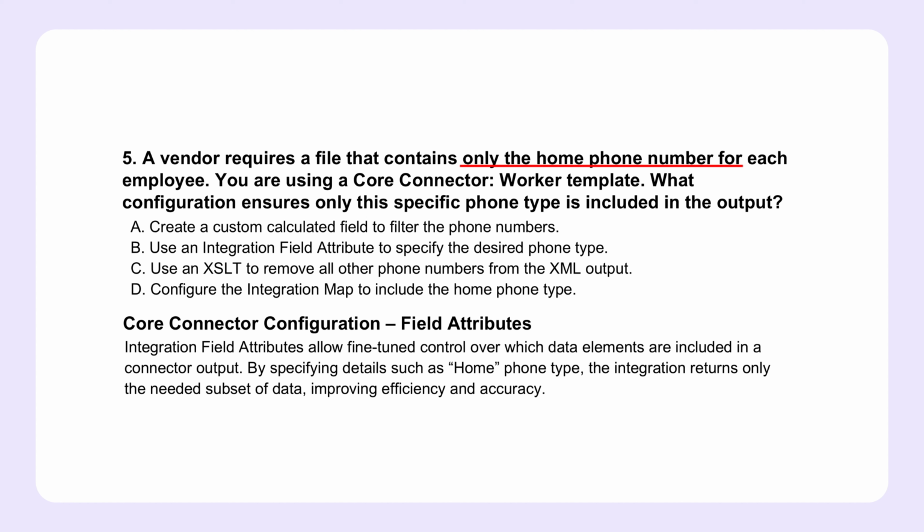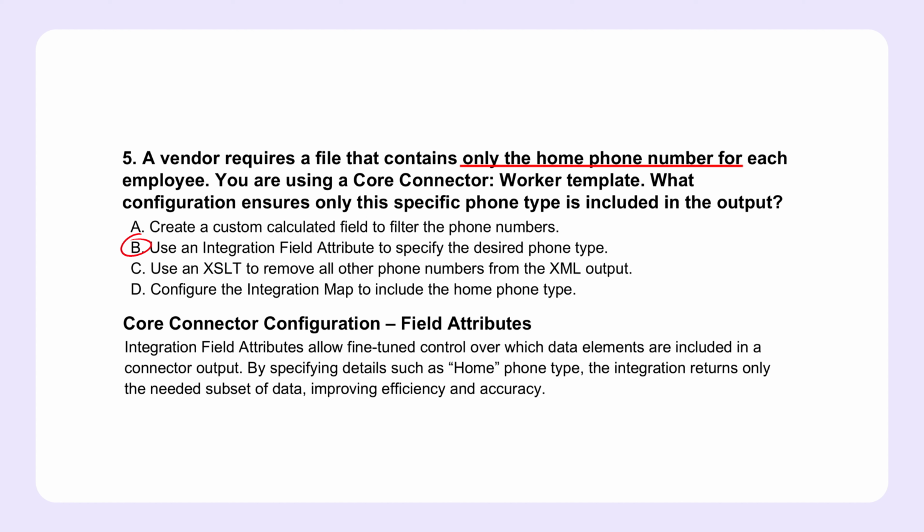For that, you would use integration field attributes. Field attributes, okay. These allow you to specify certain data subtypes, like, in this case, a particular phone number type, directly within that connector template. Right in the template itself. By setting this attribute to home, you ensure that only home phone numbers are included in the output. It completely avoids the need for extra processing or filtering later on. It's all about being precise right at the point of extraction.